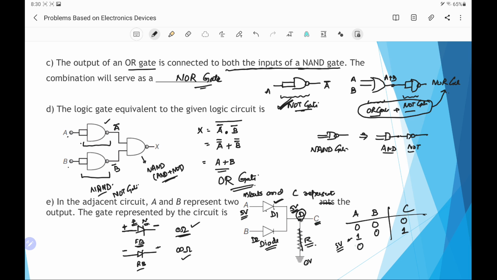Similarly, if A is low voltage, B is high, again C will be high. If both our inputs are high, then again C will be high. This is the truth table we know of the OR gate. OR gate says output will be high if any of the inputs is high. And if all inputs are 0, then output will be 0. Therefore, the given circuit is an OR gate.